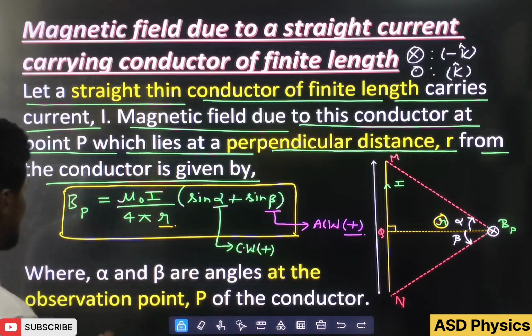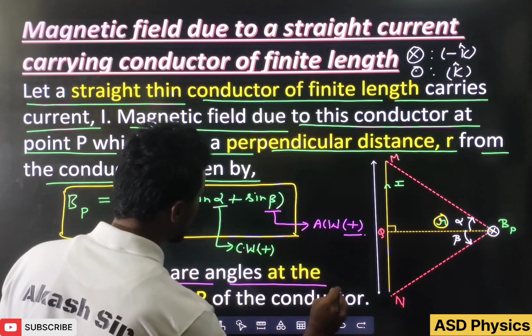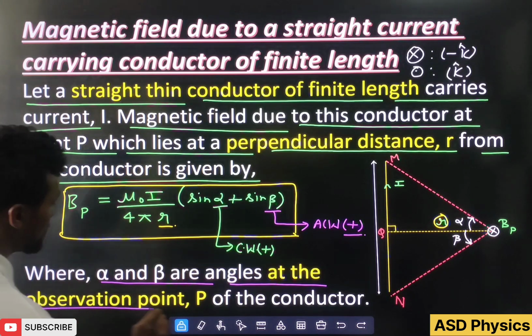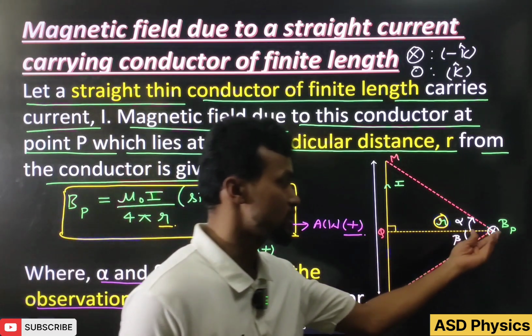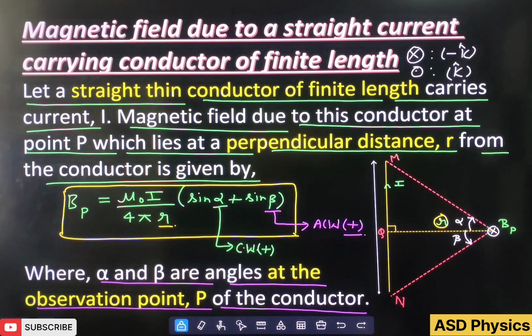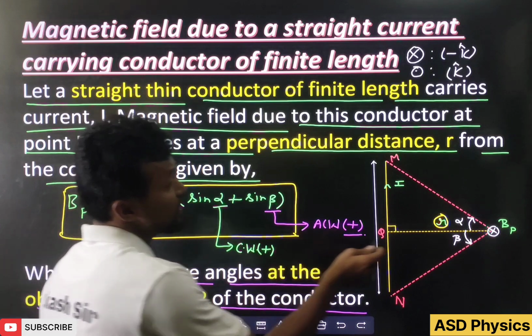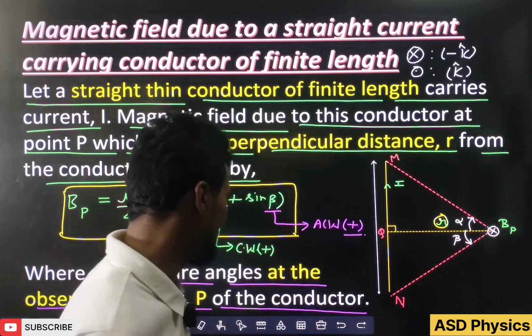Okay, and you can see very well where alpha and beta are: angles at the observation point of the conductor. At the observation point, that means at point P. Remember that here. So this is the introduction of all this. And where are alpha and beta? At the observation point. Again, I am telling you.